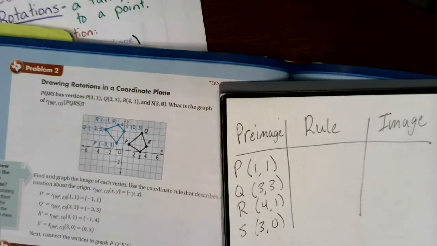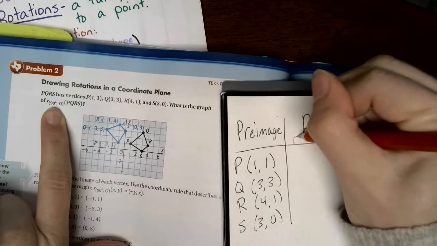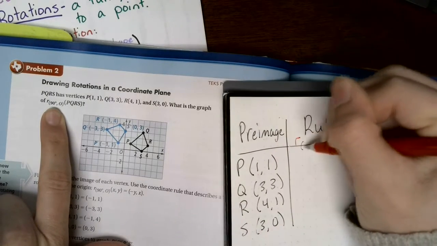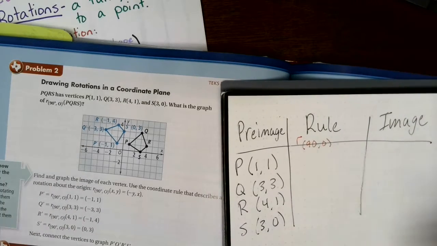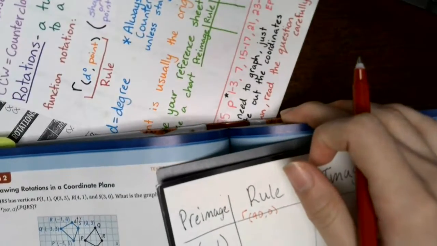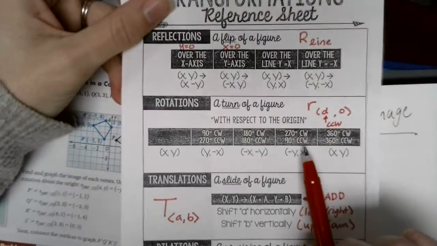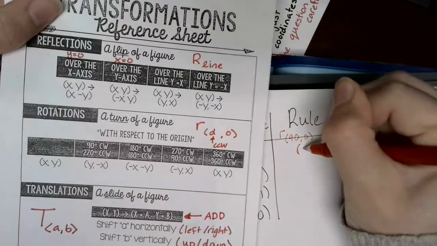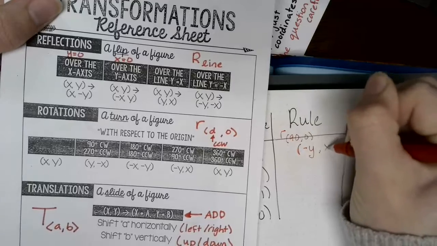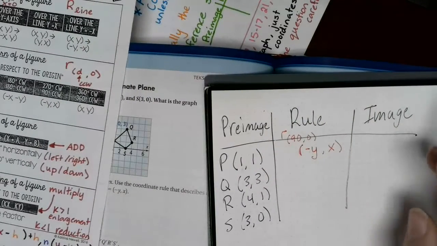Okay, and our rule says that we are going to rotate, and I'm going to put this up here for now, rotate 90 degrees about the origin. Okay, now on our reference sheet, let me pull that out. It says when we rotate 90 degrees about the origin, counterclockwise, our rule says that we're going to change the sign on y and then switch x and y. Okay, so that's what our rule is telling us to do.